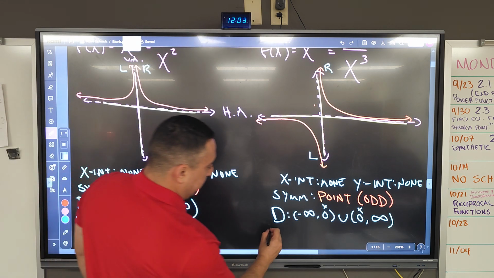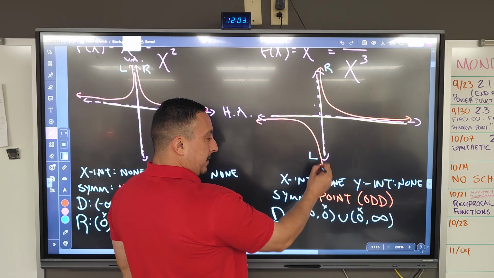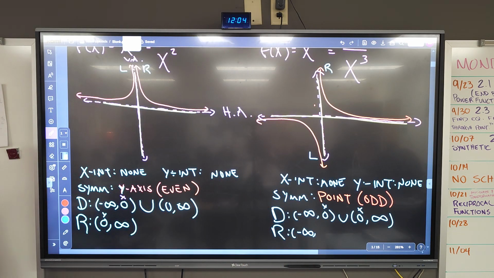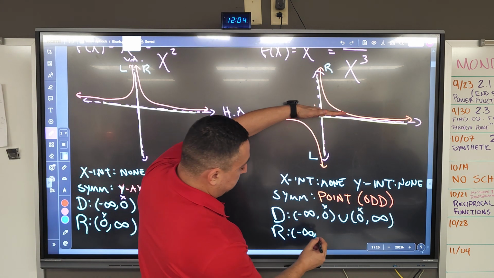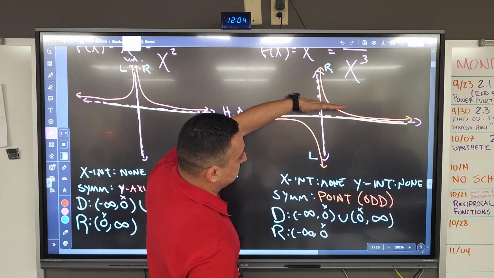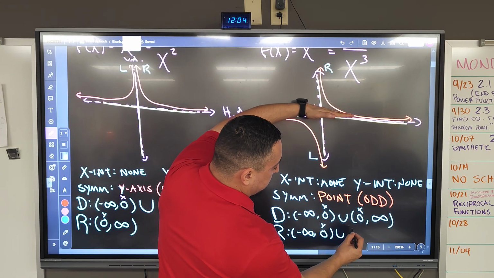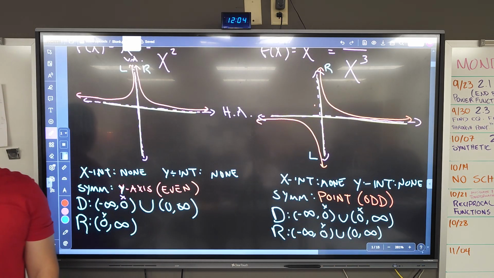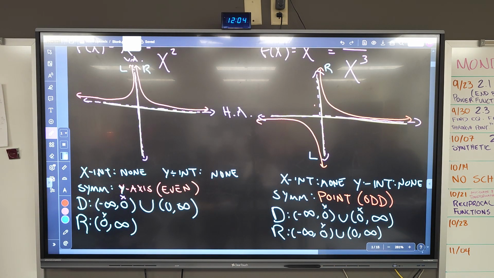Okay. Range on this one, I can go down forever, up until where? Zero, right? That's where there's a wall right here. So this is the y zero, not the x zero. Jump over the zero, and then I can go up forever. Does that make sense? Okay.